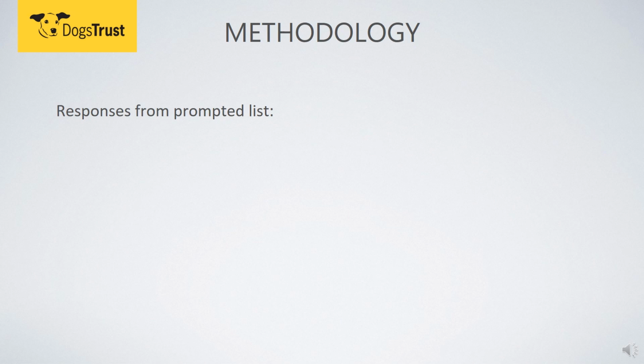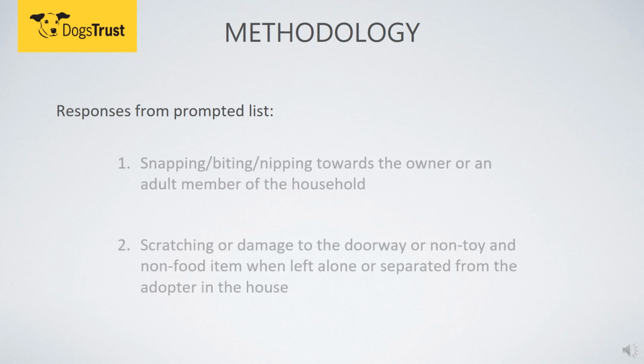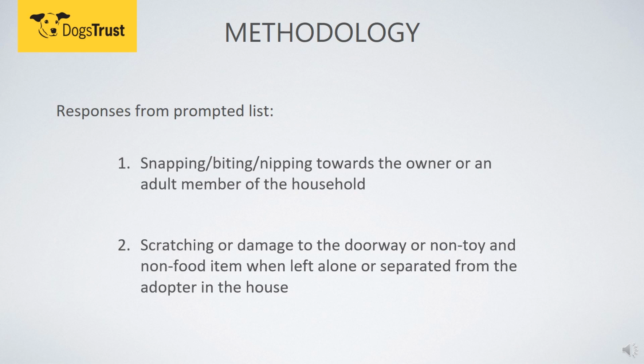I looked at 5 different reported behaviours after adoption. The first 2 behaviours are from a section of the telephone survey where the behaviours are prompted. For example, has your dog shown any of the following behaviours? So for the first behaviour, I looked at snapping, biting or nipping directed towards the owner or an adult member of the household. It's important to say here that the context of the behaviour was not explored in detail in this analysis, so nipping towards the owner could have occurred during play.